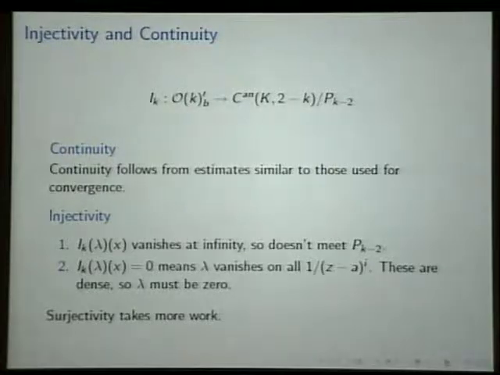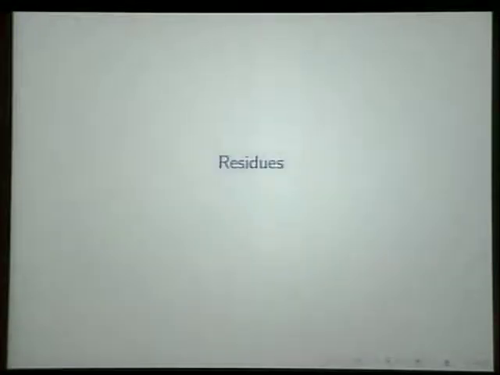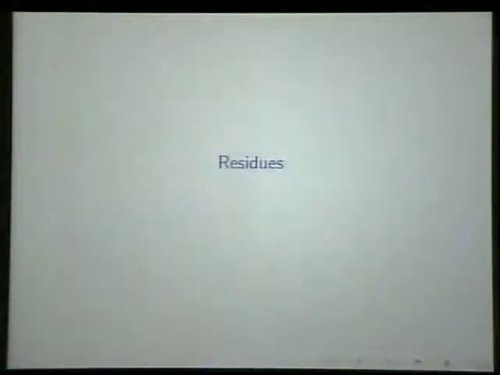So how do you show that it's surjective? Well, the way you show that it's surjective is almost by just constructing an inverse. And the technique that you use to construct an inverse is to use what's called the residue map. So far, the geometry of the upper half plane has not really played a role, but now it comes back. Now the tree comes back into the picture. And this residue map construction is the key.